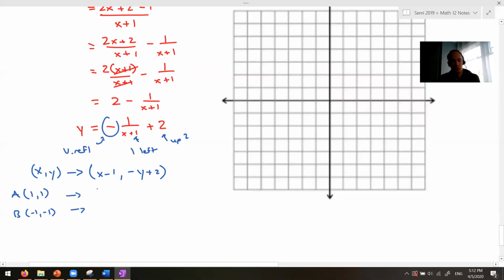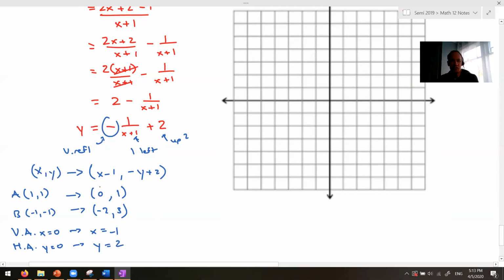So the point A, which is 1, 1, and B, which is negative 1, negative 1, that's going to turn into, let's see, 1 minus 1 is 0. Negative 1 plus 2 is 1. Negative 1 minus 1 is negative 2. Negative y, so negative 1 is 1, plus 2 is 3. The vertical asymptote, x is equal to 0, is moving to x is equal to negative 1. And then the horizontal asymptote, y is equal to 0, is going to move over to y is equal to negative y plus 2, so just 2.